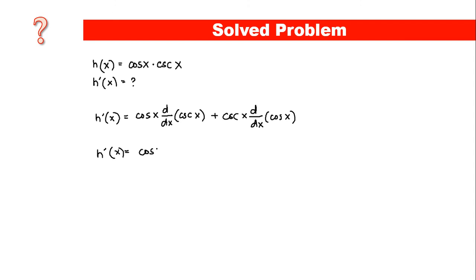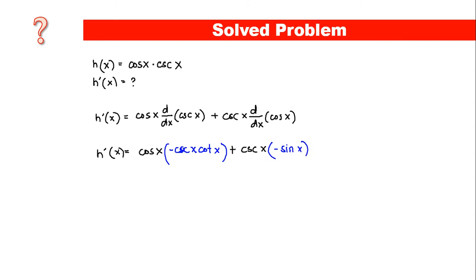Okay, we have cosine of x times the derivative ng cosecant. Ang derivative ng cosecant ay negative cosecant x times cotangent ng x. Okay? Yan yung ating formula. Plus the cosecant x times the derivative ng cosine, which is negative sine of x. Right? So, simplify pa natin ito.